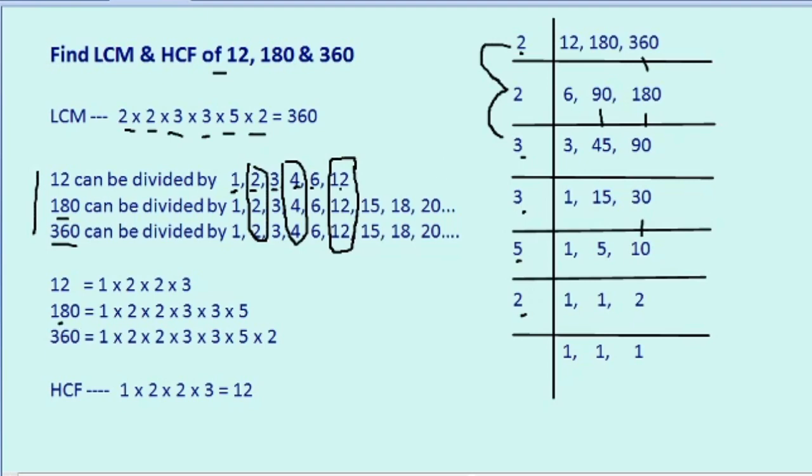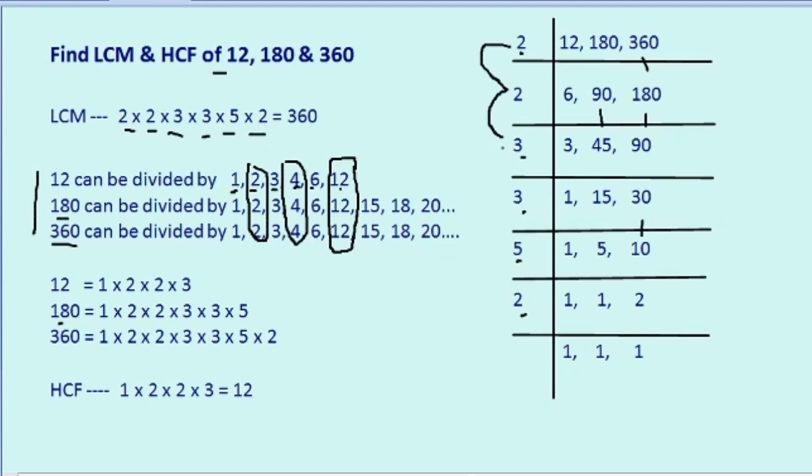Then we factorize 180. 2 into 2 is 4, 4 into 3 is 12, 12 into 3 is 36. Okay, then 36 into 5 is 180. We have come till here. So we can write this as 1, 2 into 2, 36 into 5. Then we factorize 360. 360 is all these numbers.